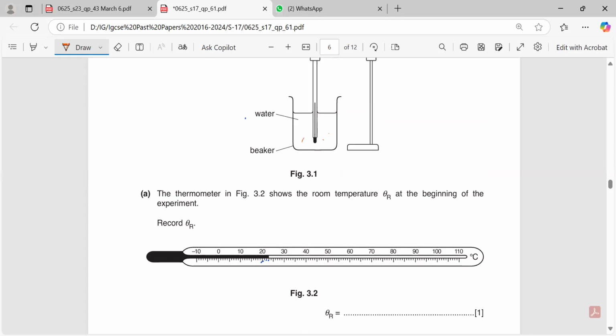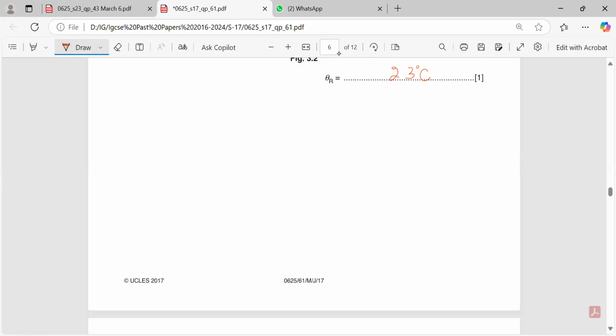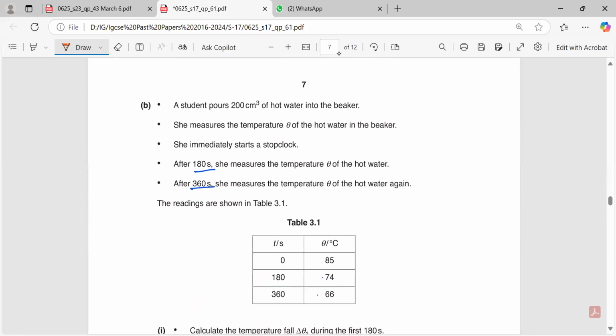Thermometer in figure 3.2 shows the room temperature theta r at the beginning of the experiment. So record theta r. What is that? 20, 21, 22, 23. So yes, Mariam, correct. It is 23, but in degree Celsius. Then next, a student pours 200 centimeter cube of hot water into the beaker. She measures the temperature theta of the hot water in the beaker.